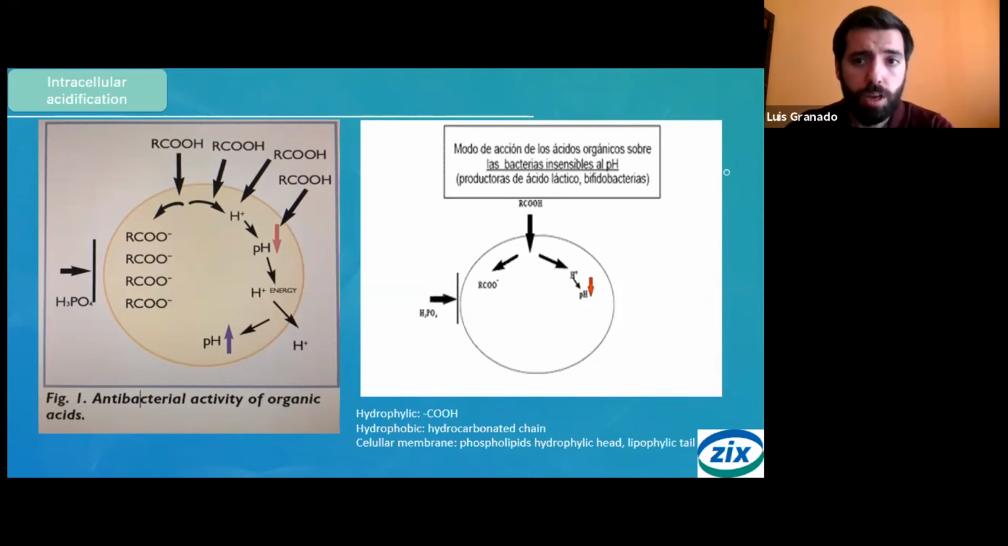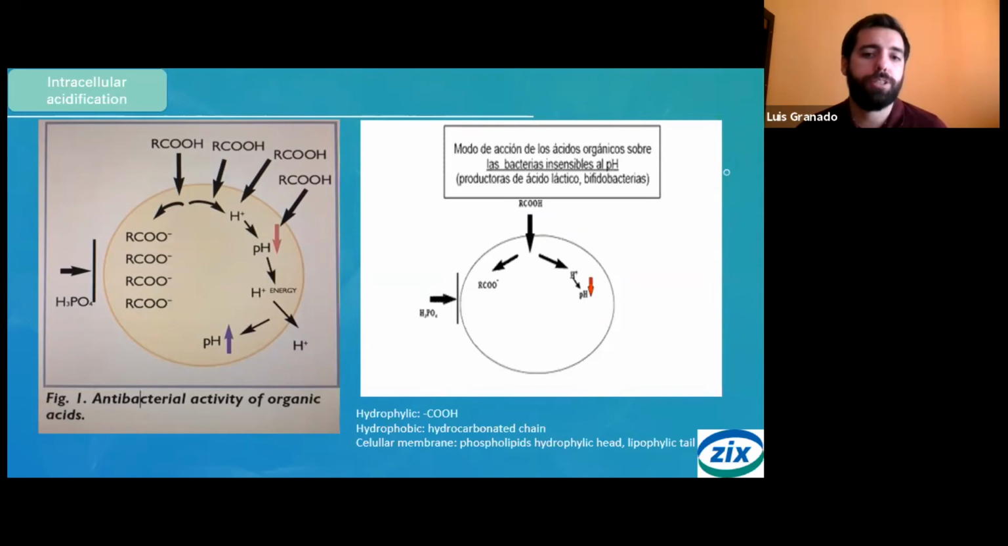So the bacteria will need to balance its pH back, and for that, it will need to take all those hydrogen protons outside of the cell. And to do so, it will need to spend a lot of energy, leaving the bacteria exhausted, right? Instead of using its energy to replicate, it is using the energy to balance the pH.